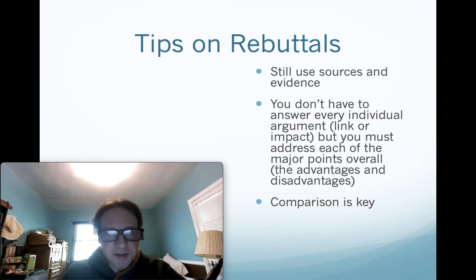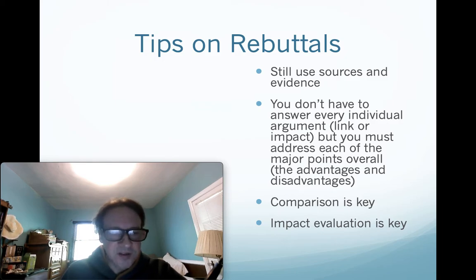And comparison can be key. That is, why are your sources superior? Why are your impacts bigger? Why is your advantage more important? Why is your advantage better supported than their disadvantage, etc.? Part of that comparison will be impact evaluation. Which impact matters the most? And I'll show you some ways to do that here in a second.